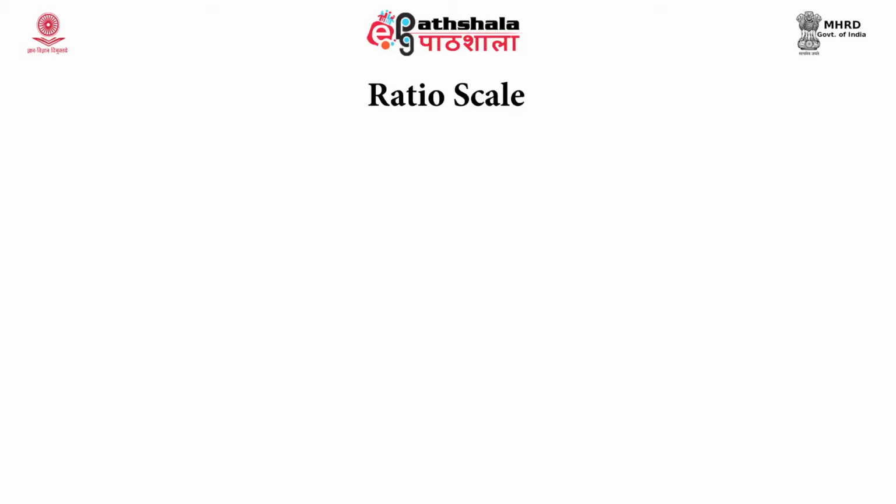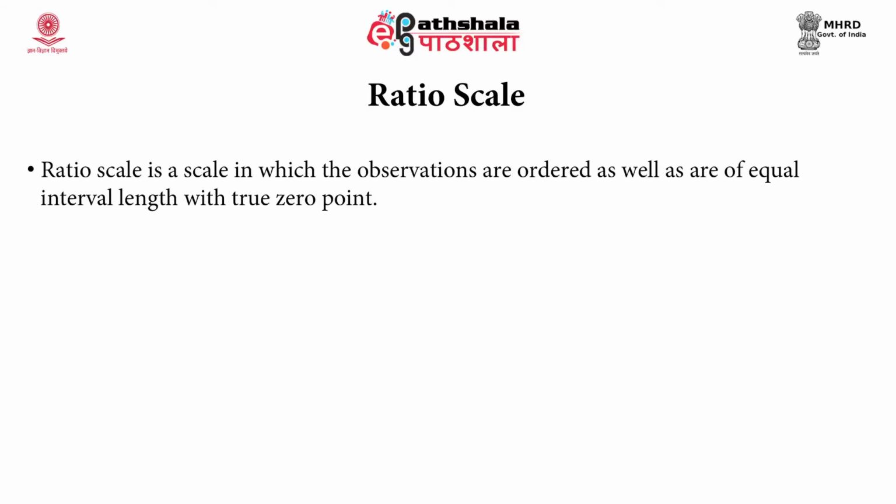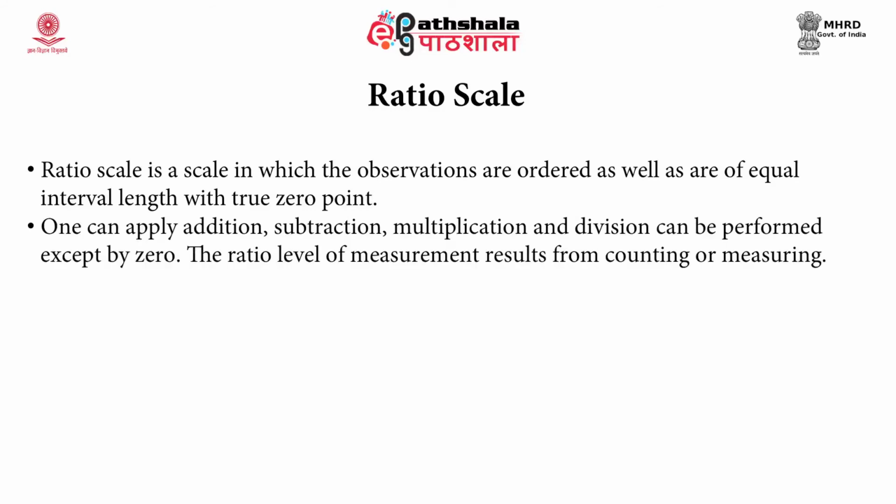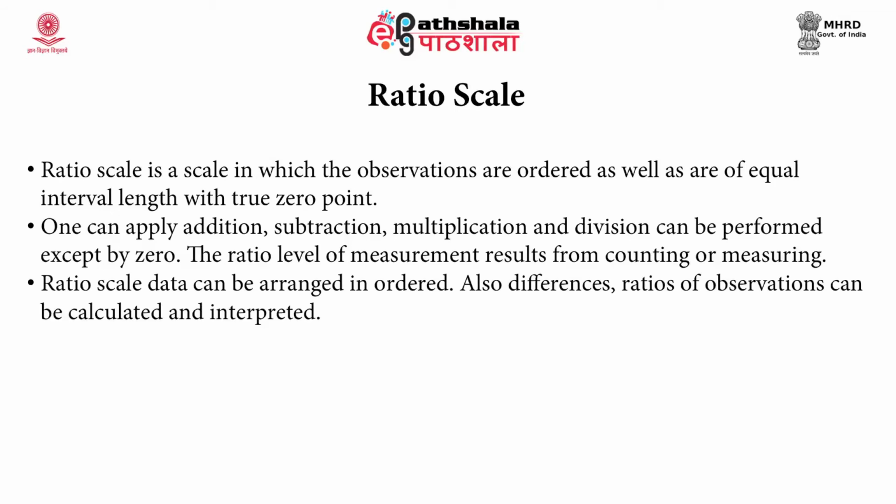Now come to ratio scale. Ratio scale is a scale in which the observations are ordered as well as are of equal interval length with true 0 point. One can apply addition, subtraction, multiplication and division, except by 0. The ratio level of measurement results from counting or measuring. Ratio scale data can be arranged in order. Also, differences, ratios of observations can be calculated and interpreted.